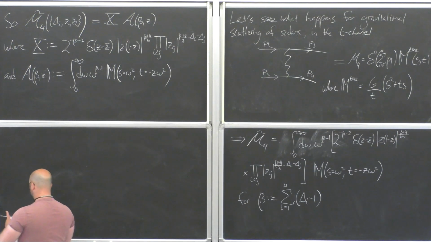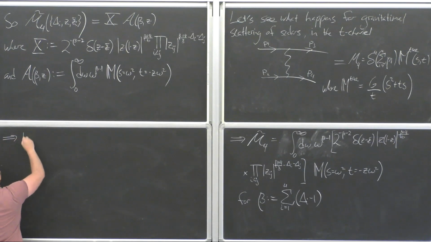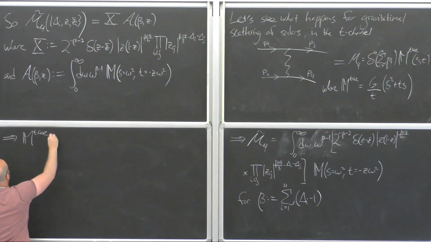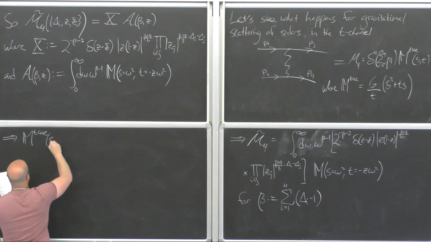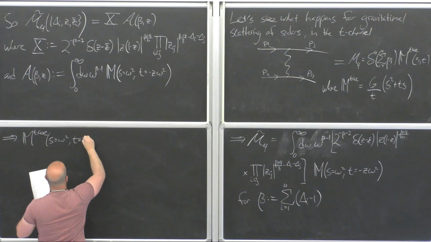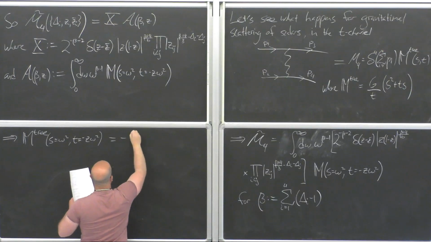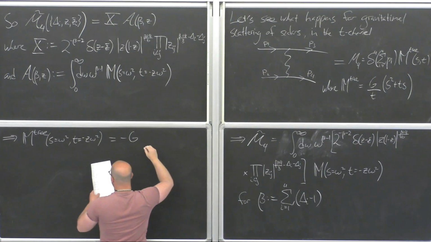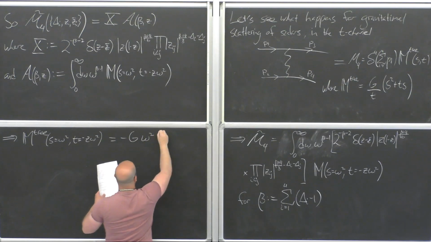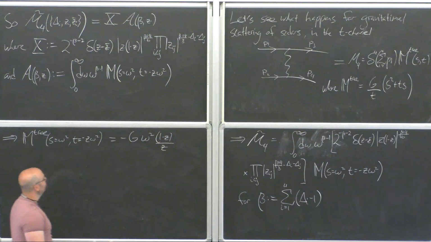Okay. So what that means is that M tree evaluated on S equals omega squared, T equals minus Z omega squared, is equal to minus G omega squared, 1 minus Z over Z. Now remember, Z is our conformally invariant cross ratio.